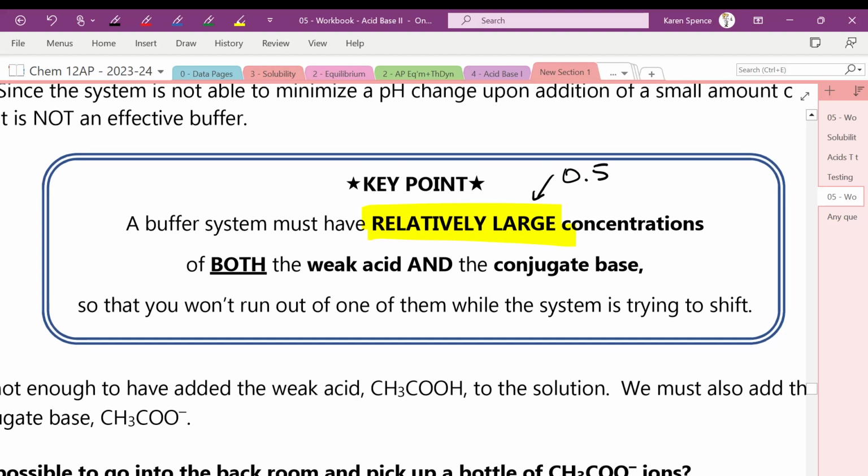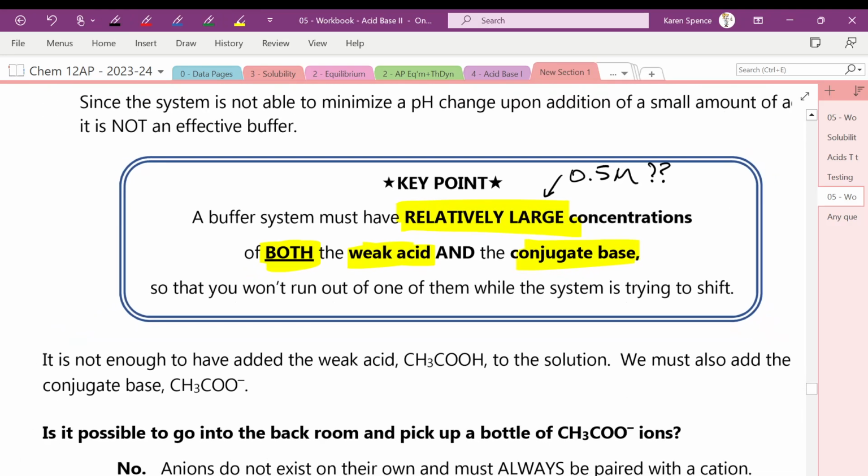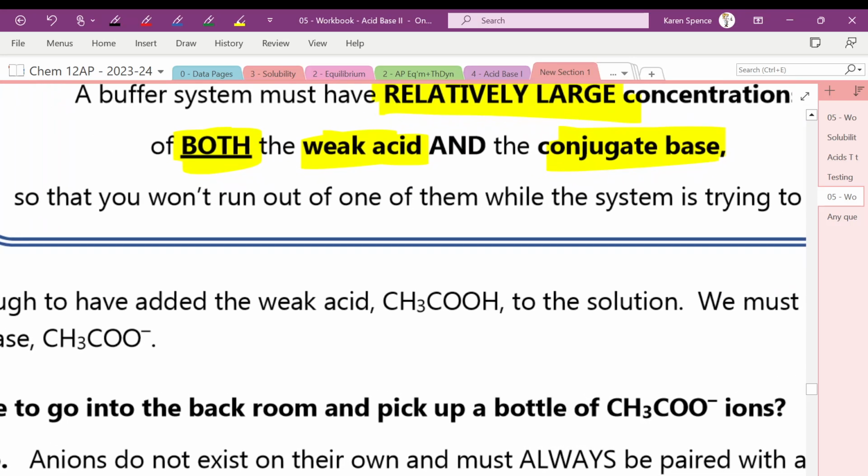Okay, so anyway, the key point is that maybe 0.5 is a good sort of cutoff point for what's relatively large. I can't say for sure. You need to have a relatively large concentration of both the weak acid and the conjugate base. Which means in this system, you need lots of CH3COOH and you need lots of CH3COO-.